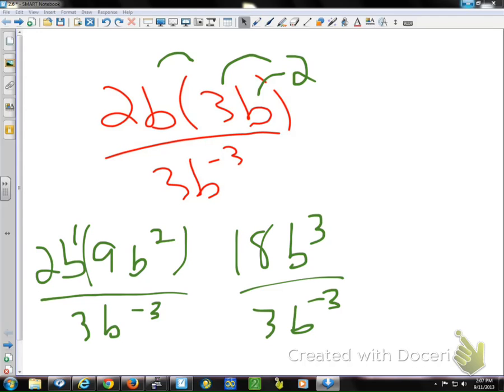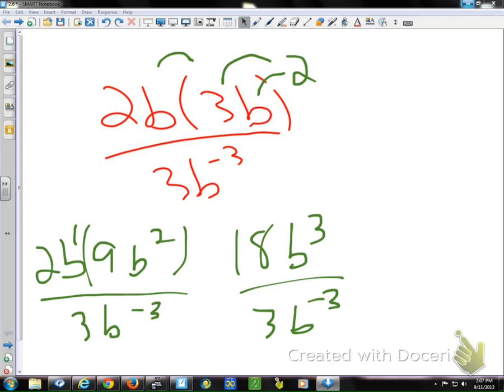Now, one of the big reasons I made this one to do, if you look, 3b, 3b, I wanted you to show the difference. Here, the squared went to both of them. Here, the negative 3 only goes with the b. Why? What's the difference between this 3b and that 3b? One has a negative 3, one has a square. Parentheses. The squared goes to both of these because the 3b is in parentheses. This is not, so the negative 3 is just with the b.